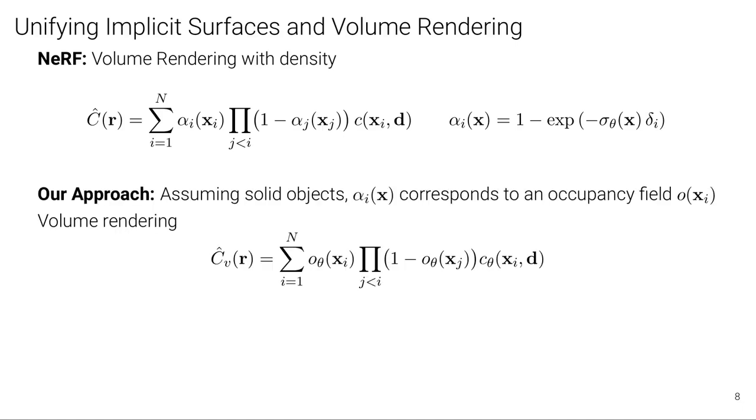Assuming a solid object and non-transparent objects, alpha can be seen as an occupancy variable with 1 when it's inside an object and 0 in free space. Thus, we can simply reformulate volume rendering for occupancies. Now we are able to render this representation via surface as well as volume rendering.